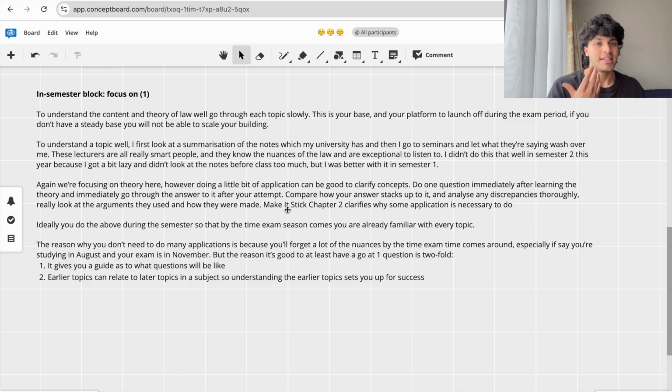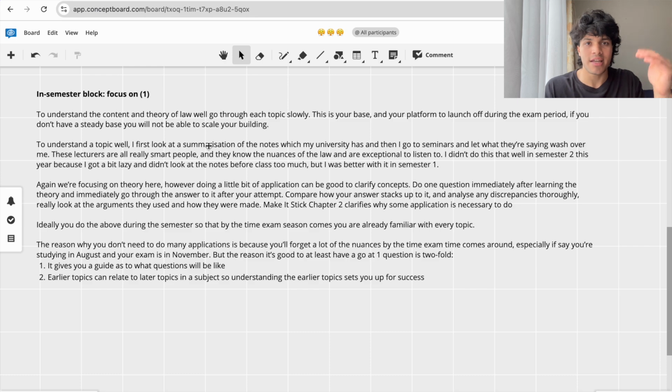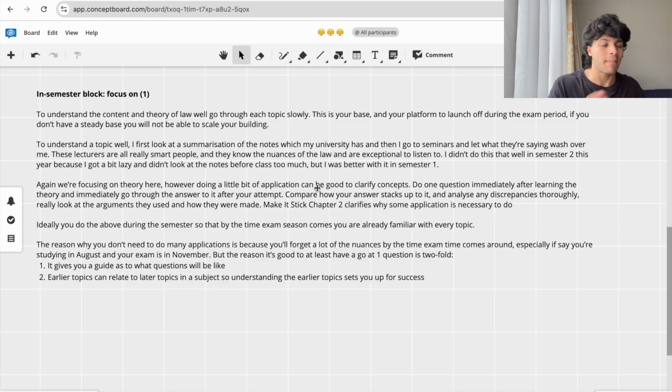And so Make It Stick, chapter 2, really clarifies this. It's a book I'm actually reading right now, and it's a really good book, which talks about why just rereading notes doesn't help. Like I said before, looking at a summarization of the notes at the start is really good, but if you're just rereading it 10 times, it doesn't really do anything for you. You need to practice some active recall, like doing a question. If you want to take a read, chapter 2 of the book clarifies why some application is necessary.